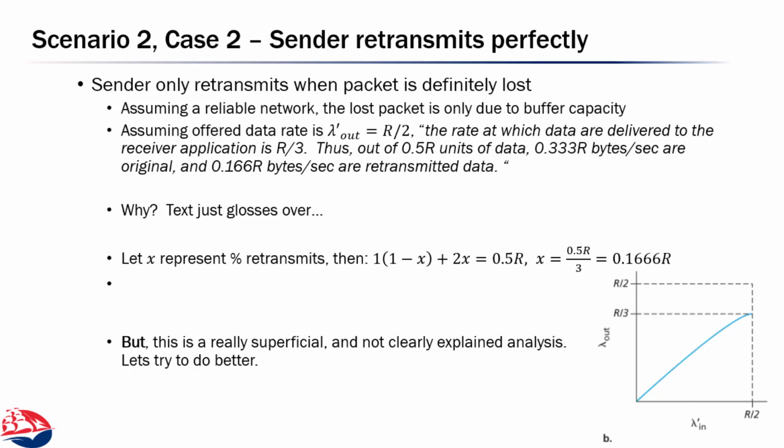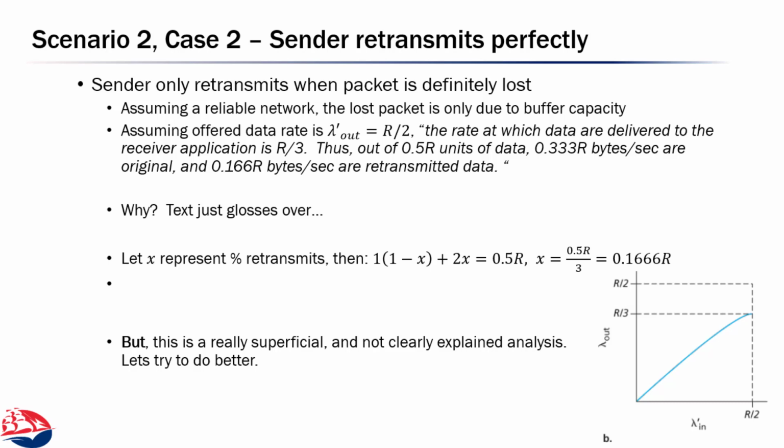Then this is the quote from the textbook: "The rate at which data are delivered to the receiver application is r over 3. Thus, out of 0.5r units of data, 0.33r bytes per second are original, and 0.166r bytes per second are retransmitted data." End quote. And then there's no further explanation of where those numbers come from. So it's not a very clear explanation of what's going on here.